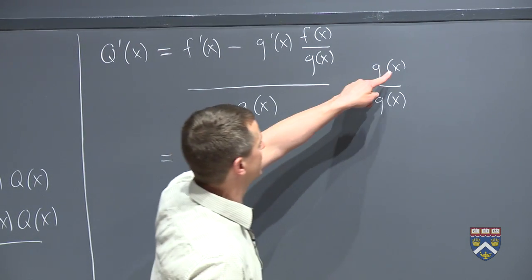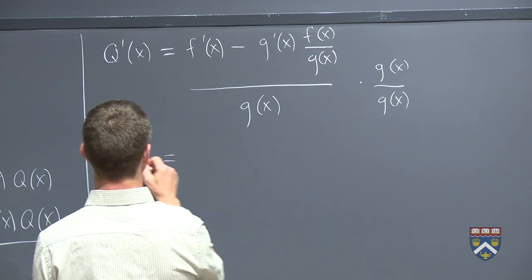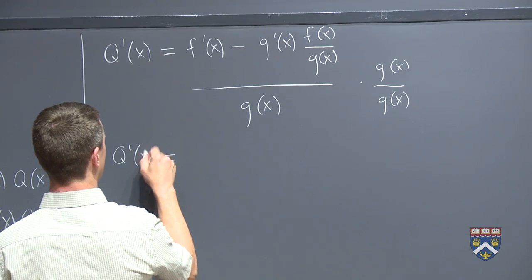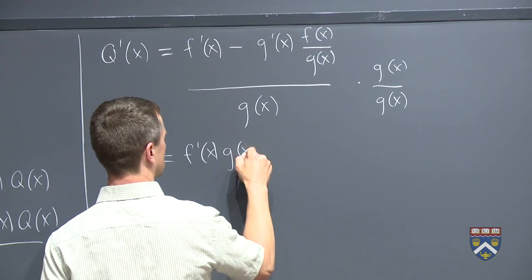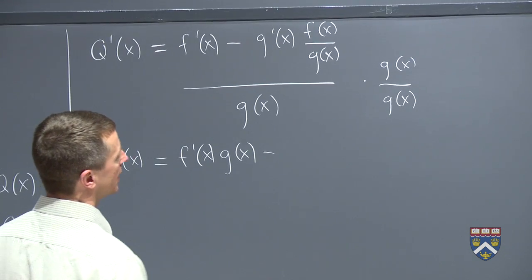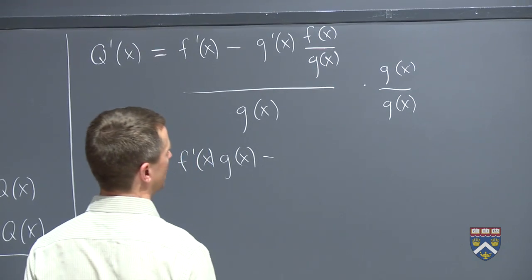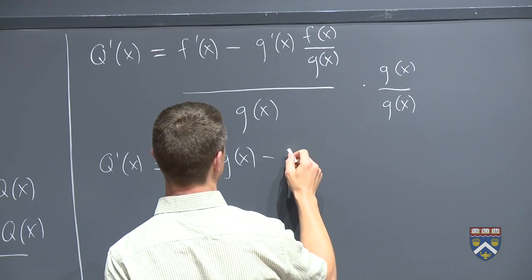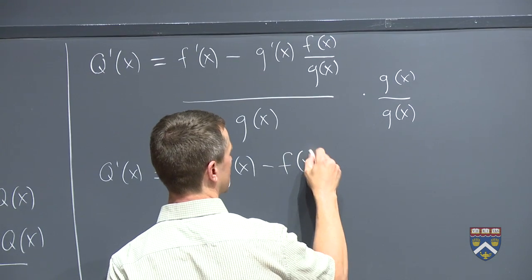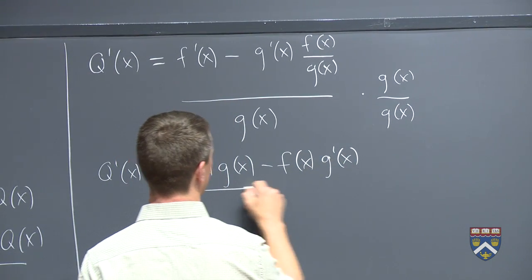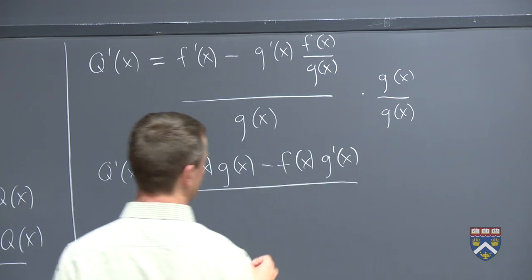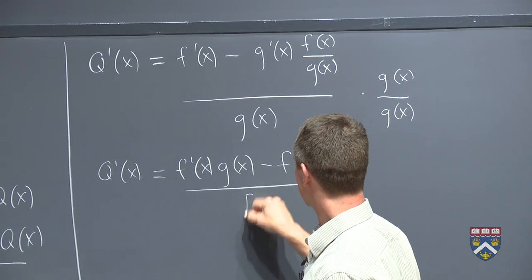So when I do that, this g of x multiplies all the way through. So I get q prime. Now I have f prime of x, g of x. Over here, the g of x cancels on the bottom. I'm just going to rearrange these terms so that it matches what we had for the product rule. You don't need to do that. g prime of x. And then I multiply g of x by g of x on the bottom, and we get g of x squared.